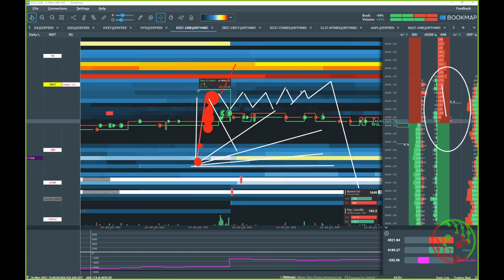We decided to measure the volume spikes or stop runs and to measure sweeps, because both of them have one characteristic. They indicate exhaustion at a low or at a high. It doesn't depend on where they happen.